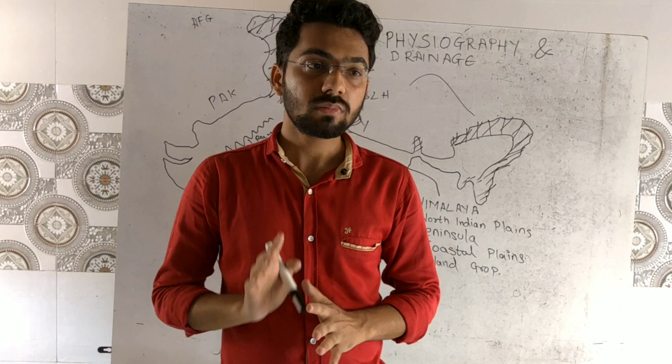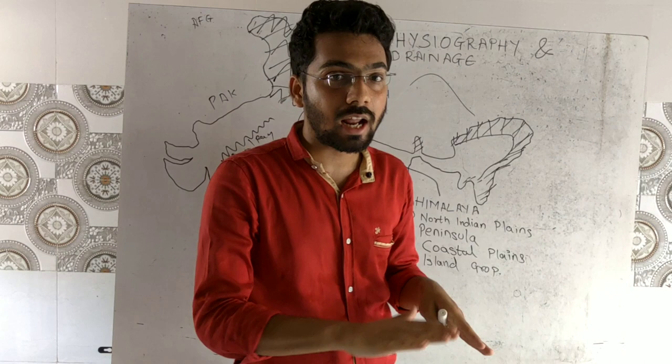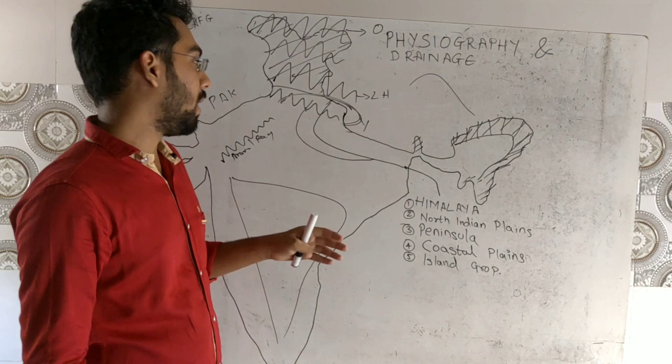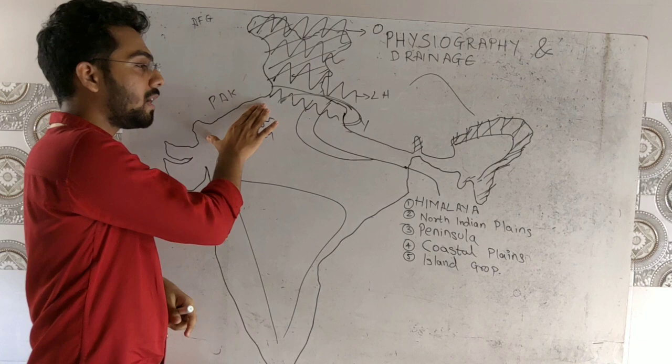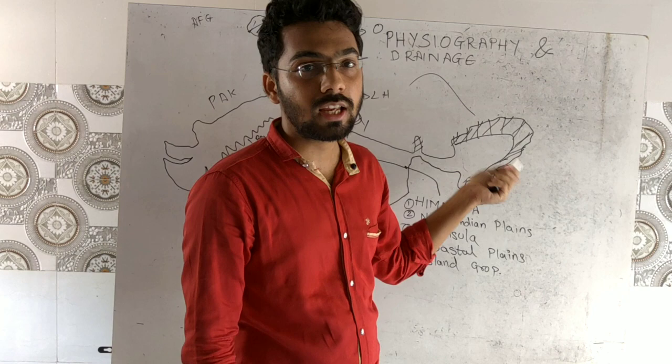So similarly, from where does it extend? See, North Indian Plain extends from Rajasthan over here, and it extends towards Assam in the east. Assam is a plain land formed by the depositional work of river Brahmaputra in India. So the North Indian Plain extends from Rajasthan and Punjab in the west towards Assam in the east. And how they are extended, we are going to see further.